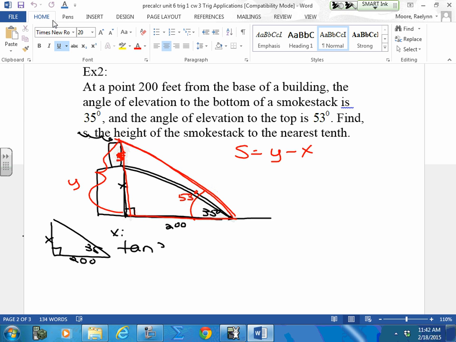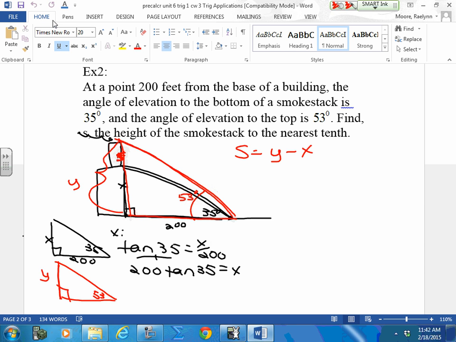I have the tangent of 35 is the opposite over the adjacent. I'm going to just cross multiply, but don't put it in your calculator yet. Now I'm going to do the same for Y. I have another triangle. This is the big height Y and an angle of 53, and it shares the same base. So again, I've got the tangent of 53 equals Y over 200. I cross multiply.